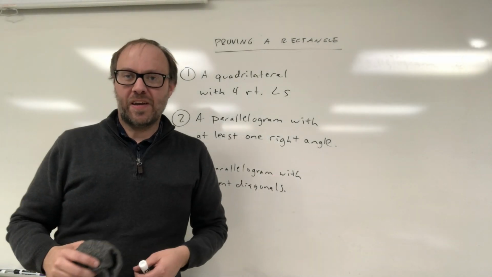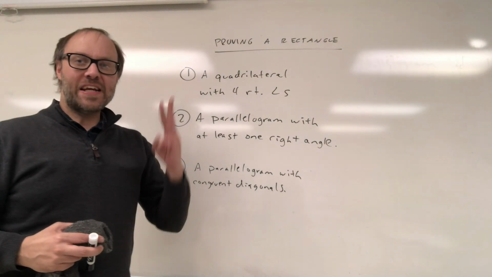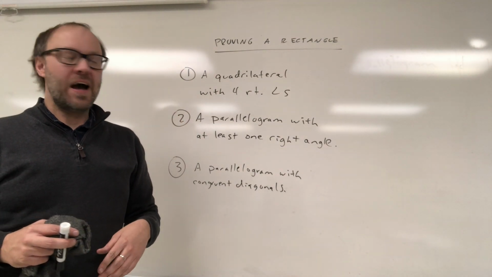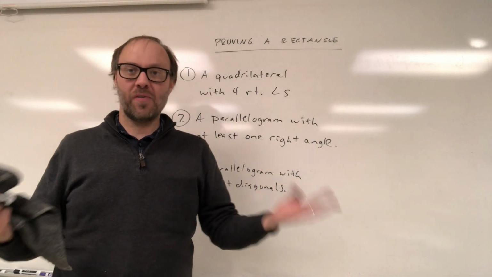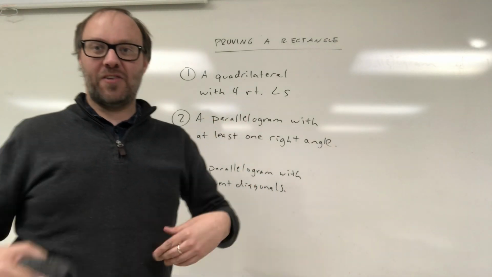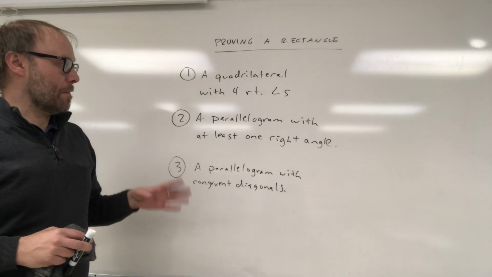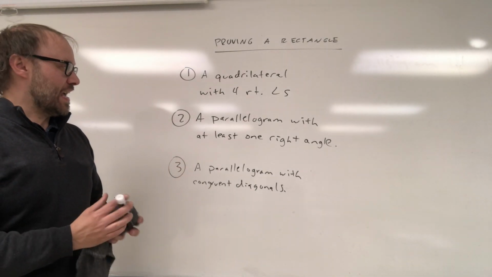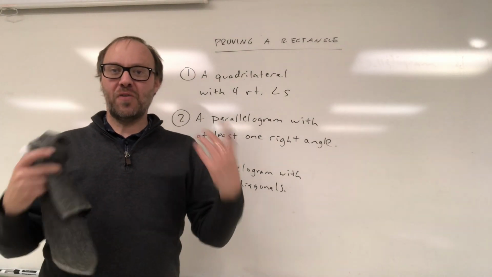First example we're going to look at here is proving a rectangle. There are three different ways to prove a rectangle, one of which is just the basic definition. If you have a quadrilateral with four right angles, you have a rectangle, something that's not new to us at this point. The second one may be a little bit new to us.